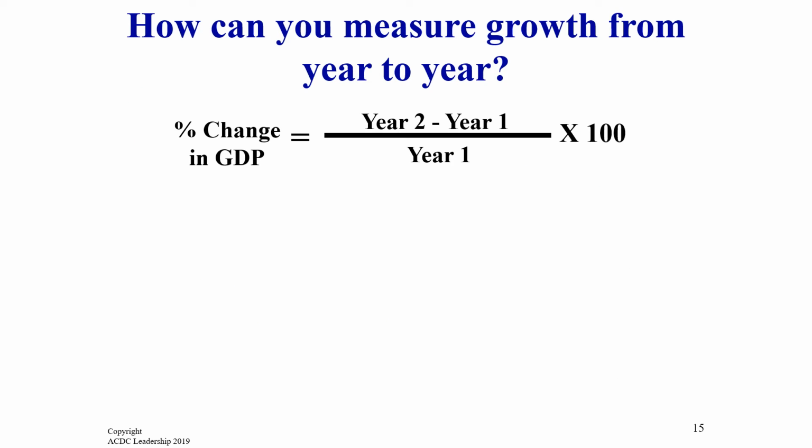Okay, so how do you measure growth from year to year? Okay, guys, you've got to know this. This has got to be in there. This is way, way super important for this unit. So the percent change in GDP is equal to the GDP from year 2 minus the GDP from year 1, over year 1, times 100, which gives you a percentage.